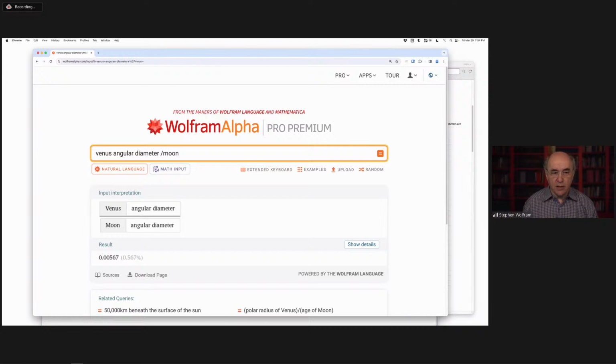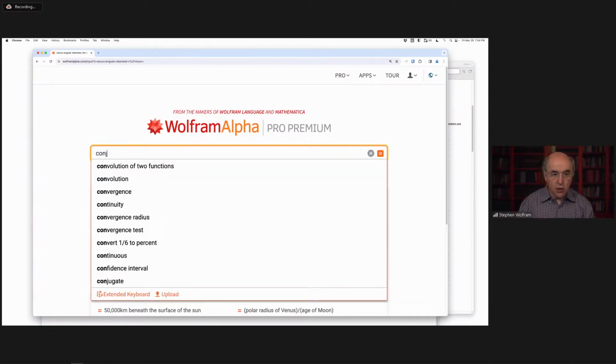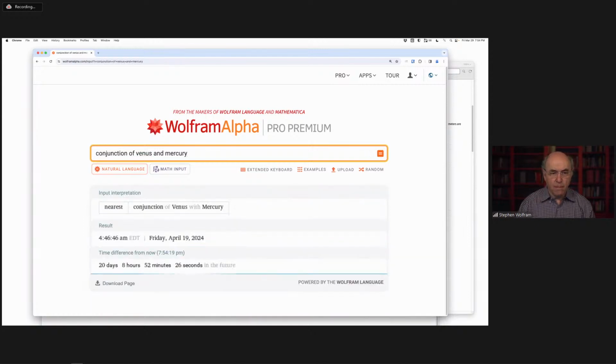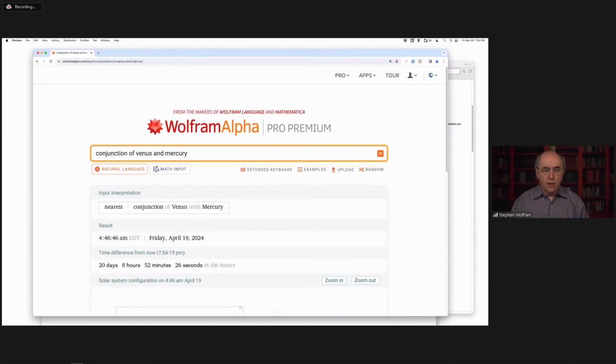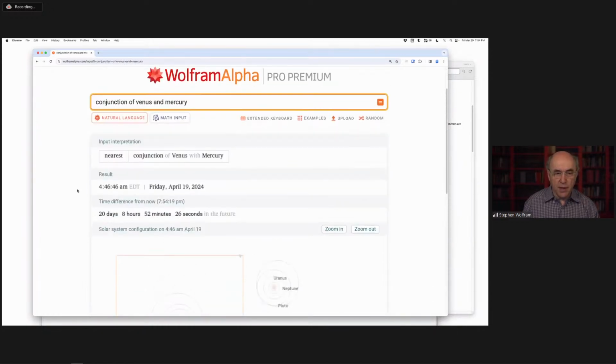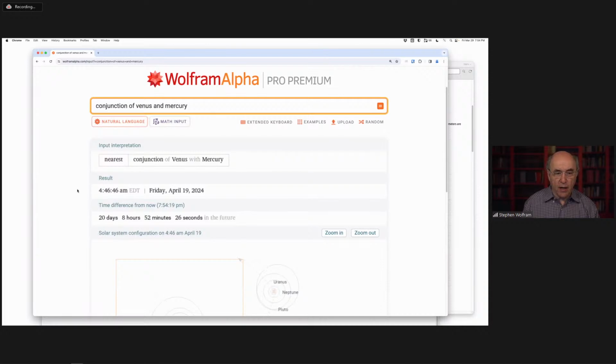There's this whole idea of conjunctions. I wonder whether we actually compute those. Conjunction of Venus and Mercury. That's what it's called. Oh yeah, there we go. Nearest conjunction of Venus and Mercury, 20 hours in the future. And that would be the time when those line up.